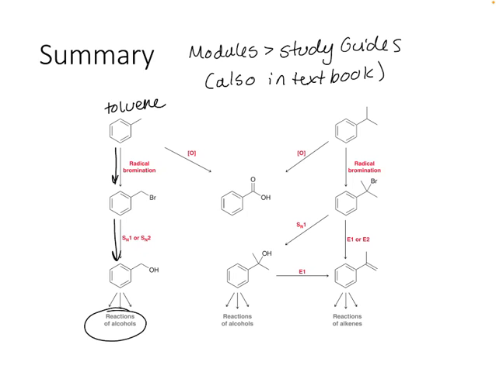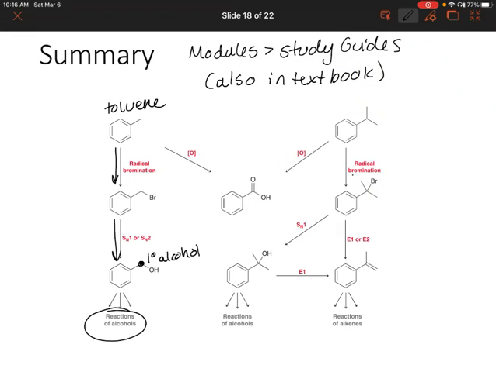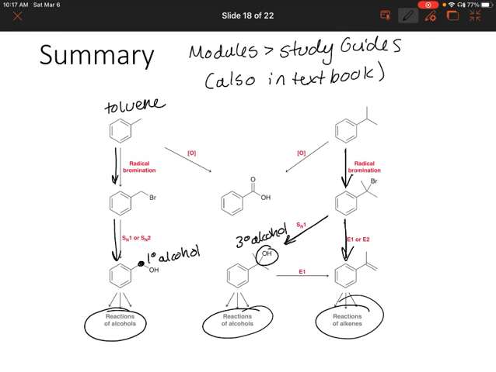You could also, for instance, now that's a primary alcohol. Or you could start with an isopropyl group, perform radical bromination, and then go through SN1 to form a tertiary alcohol. And then do any number of reactions there for an alcohol. Or you could produce an alkene and do any number of reactions there as well. So this is a handy chart you can use when you're working on your pod or your homework.